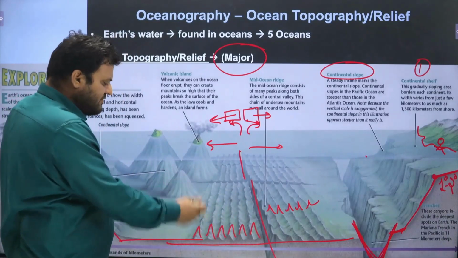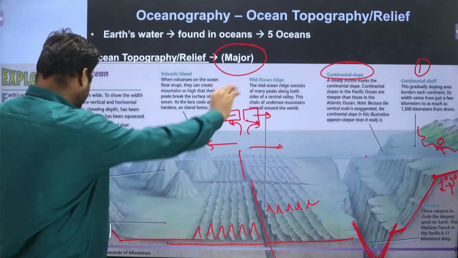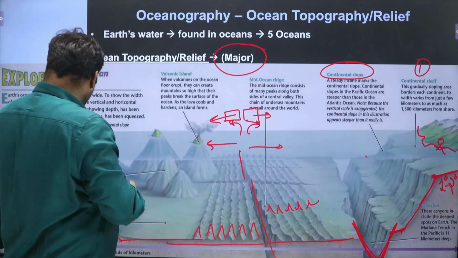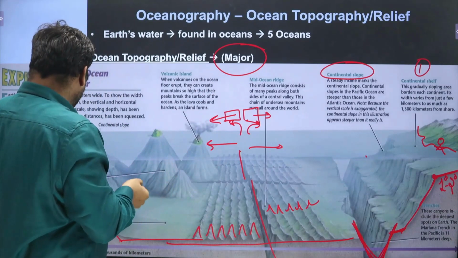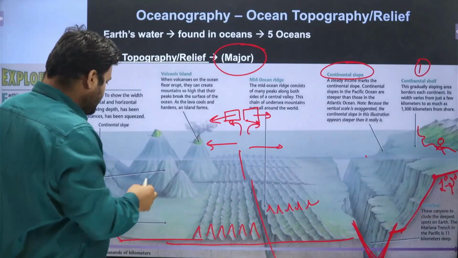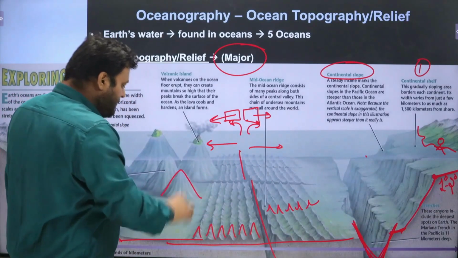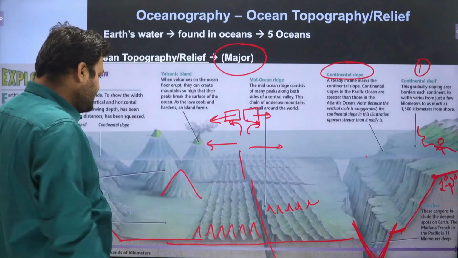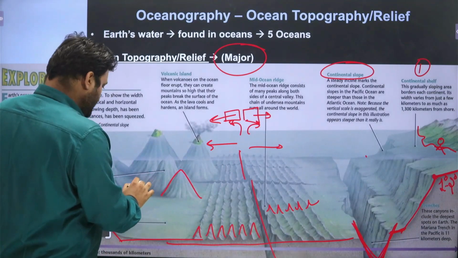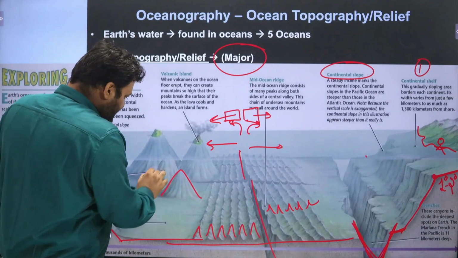Then suppose we have a volcanic eruption, and if that volcanic eruption is like this, for example, they are referred to as volcanic mountains. If you have mountains like these, they are basically referred to as seamounts, you can say.